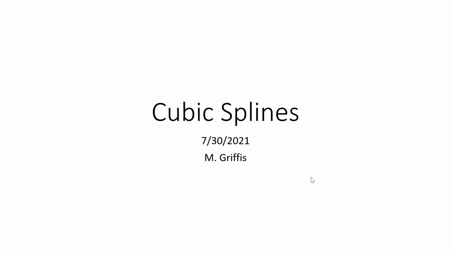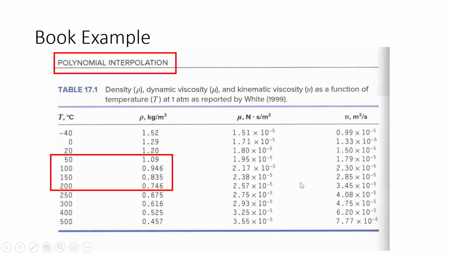Hello, today I wanted to work towards cubic splines by way of example. I wanted to start with a polynomial interpolation example. We have some book data in table 17.1 where we have some temperatures, or x values, and then we have some density, or y values, and we're focusing on a polynomial interpolation.